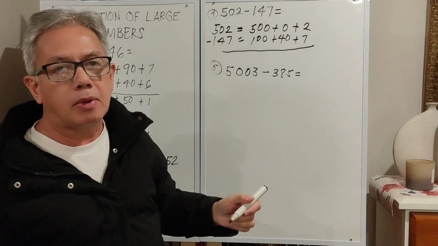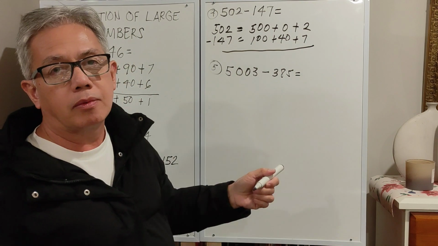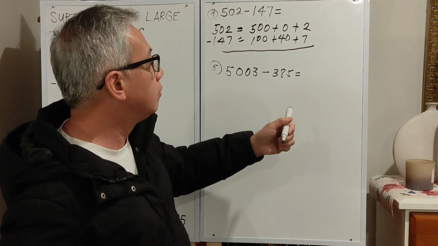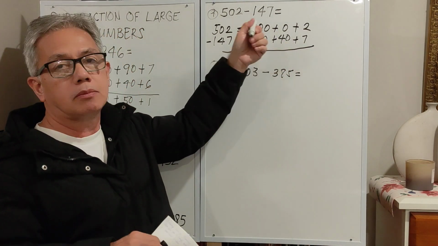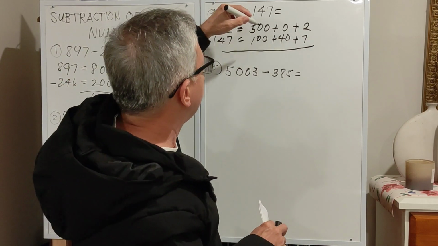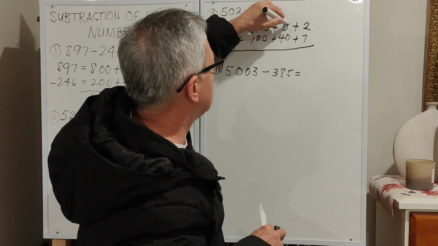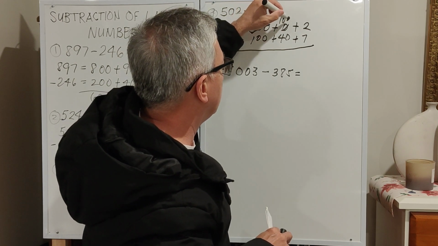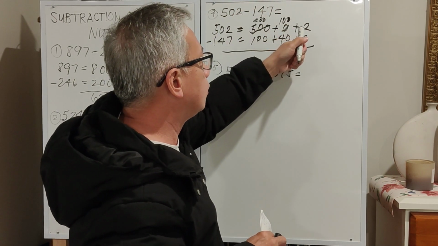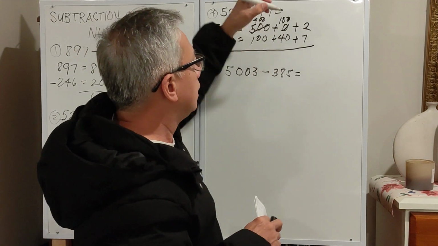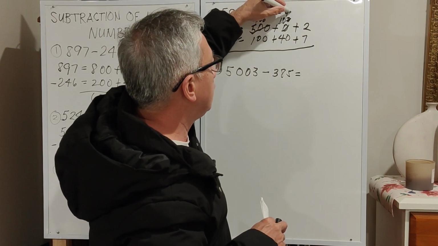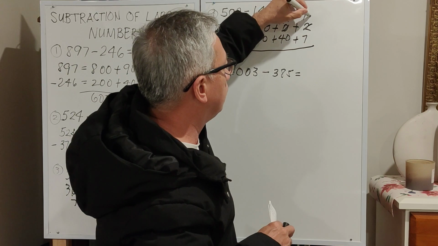So 2 minus 7 we cannot subtract. So 2 has to borrow from 0, but 0 has nothing to lend. So 0 must first borrow from 500. 500 now becomes 400, and then 0 becomes 100. Now 2 can borrow from 100. So 100 now becomes 90, and then 2 becomes 12.